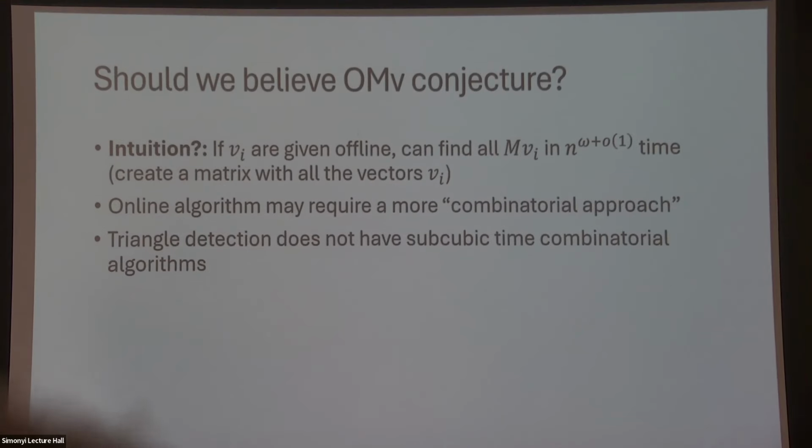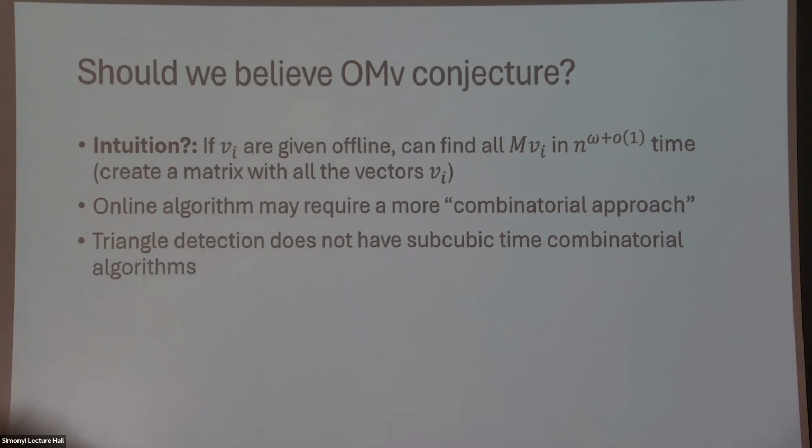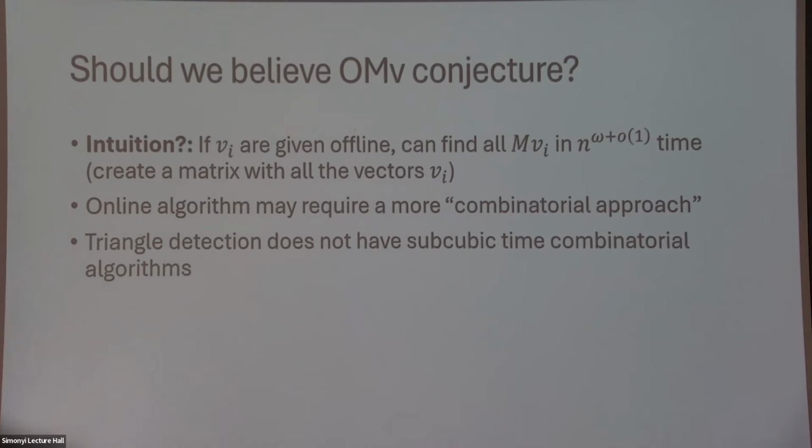So now, why is it called online? The reason I called it online is if you were given all the vectors v up front, what you can do is throw all the vectors v into a large n by n matrix, compute the product of the M and the v matrices, and you get a faster algorithm. So the conjecture is that if I'm forcing you to solve all these problems online, then you can't do better than just doing each thing naively.